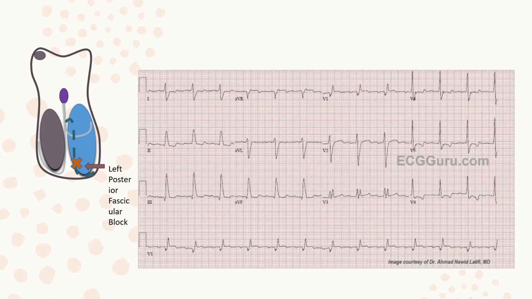We were talking about left posterior fascicular blocks, and I'm not sure how far I got with what the criteria were for this, but the criteria for suspecting a left posterior fascicular block are a couple of things. I think I had just mentioned right axis deviation. So here you can see right axis deviation.